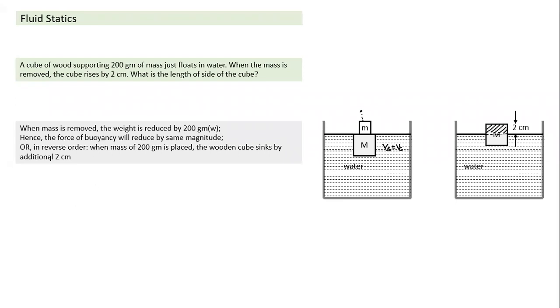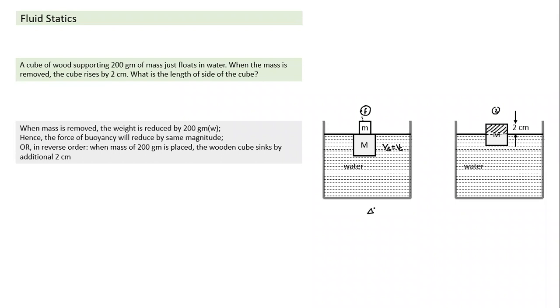That's one way, but you can think of another way to approach this question. What is the other way? Reverse order. Let's say this is the initial condition: the cube is floating with 2 centimeters above the water, because sometimes this is easier to understand. When I place this mass here, it becomes fully submerged. So when I have this initial state and this final state, what has happened?